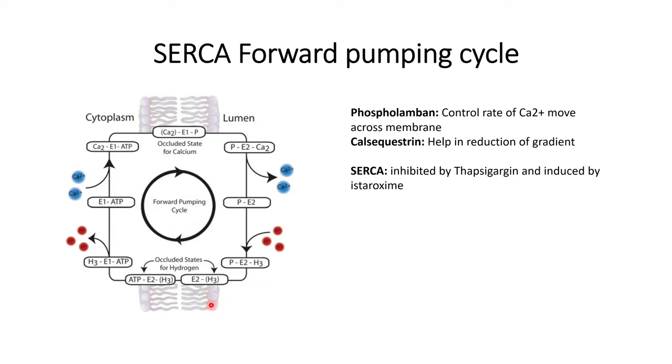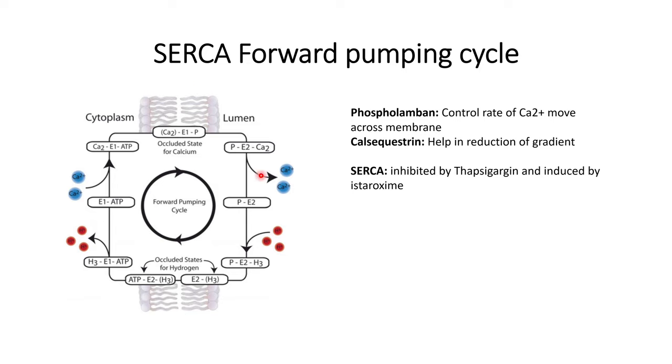In this video, we will discuss the SERCA forward pumping cycle and some of the points that affect this cycle. This SERCA forward pumping cycle usually occurs in muscle cells, and SERCA proteins are found in the sarcoplasmic reticulum, on the membrane of the sarcoplasmic reticulum.